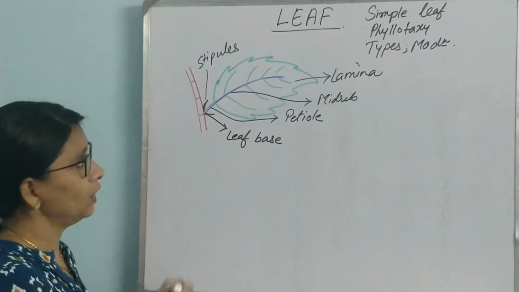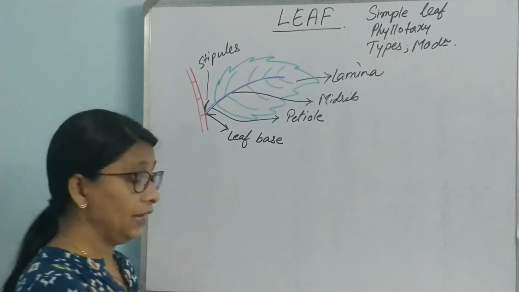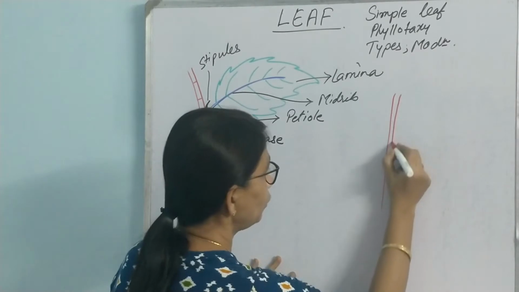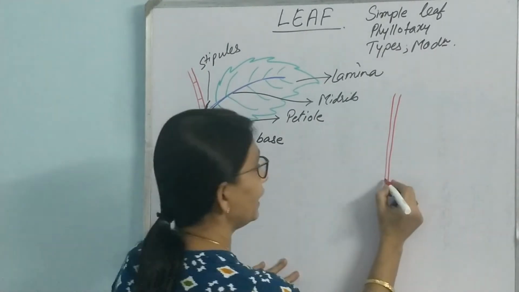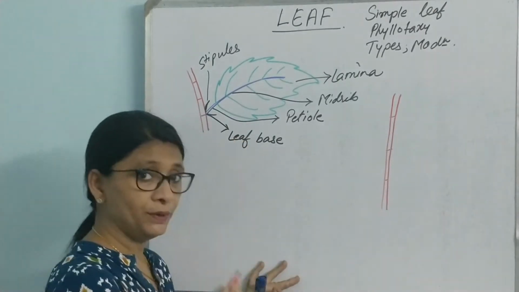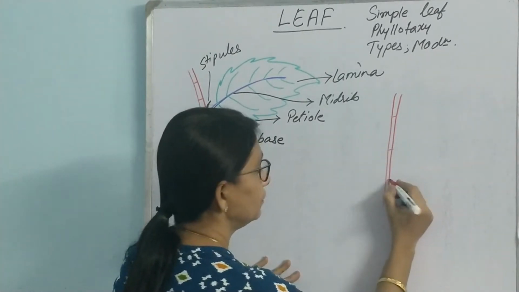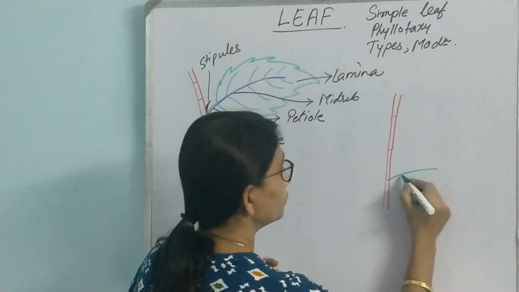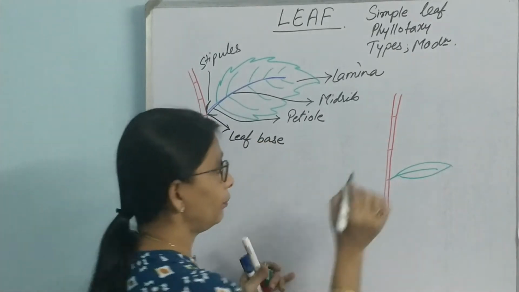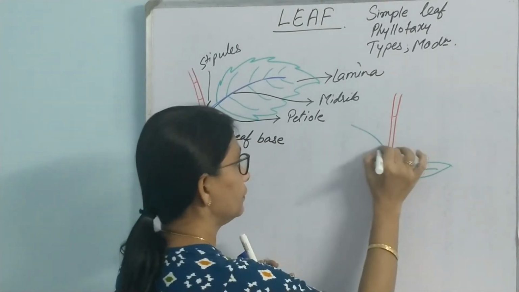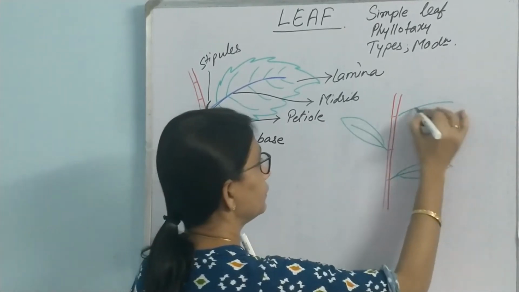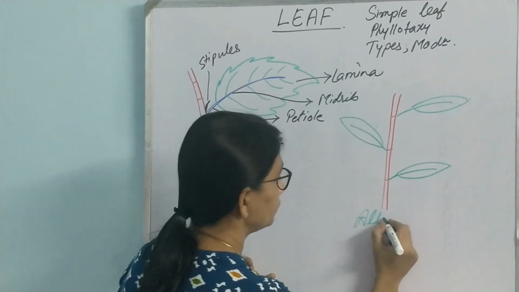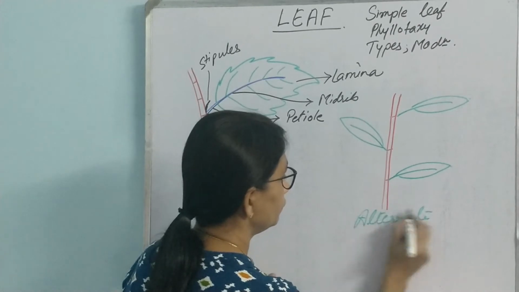Now, how the leaves are arranged in a branch, that is known as phyllotaxy. The arrangement of leaf on branch is known as phyllotaxy. So how many kinds of arrangement are there of simple leaf? Let us see. There can be either one leaf per node. Say this side, then this side, then this side, and so on. This kind of arrangement is known as alternate phyllotaxy.